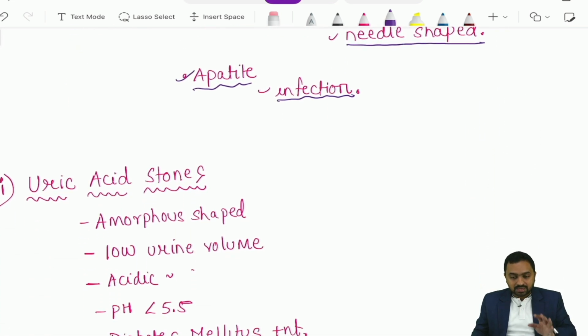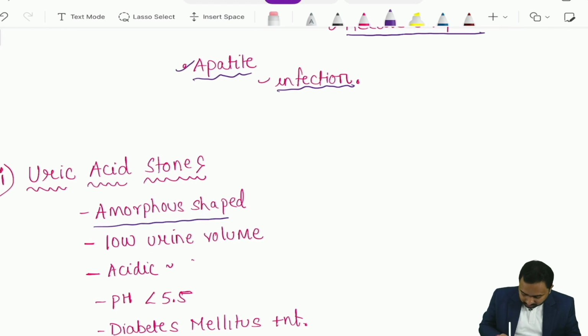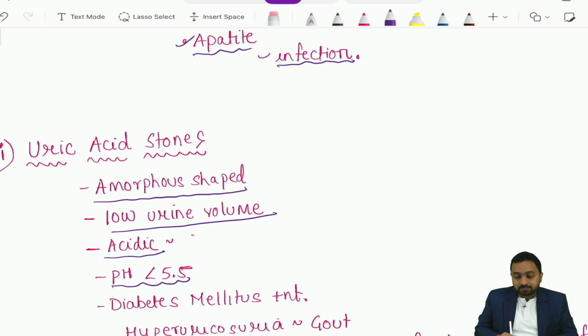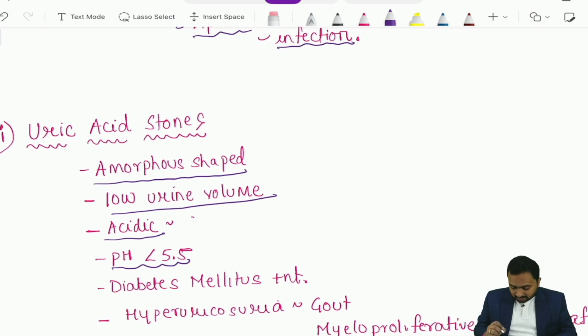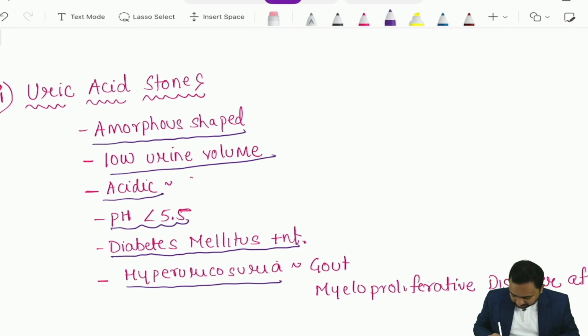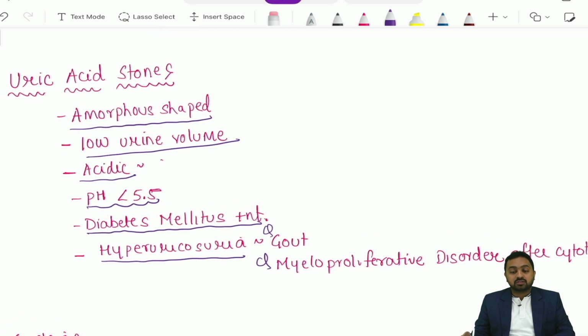Then you have your uric acid stones. Now, these are amorphous stones, with low urine volume and acidic urine, which is pH less than 5.5. Now, usually associated with diabetes mellitus, and hyperuricosuria is seen in gout and myeloproliferative disorder after cytotoxic treatment. So, you might get a clinical question where a patient has received a cytotoxic drug for a myeloproliferative disorder, and the patient has formed a renal stone.